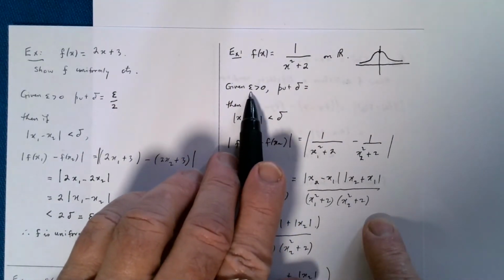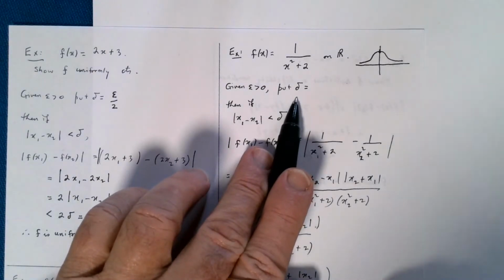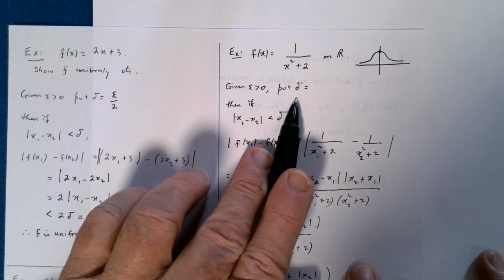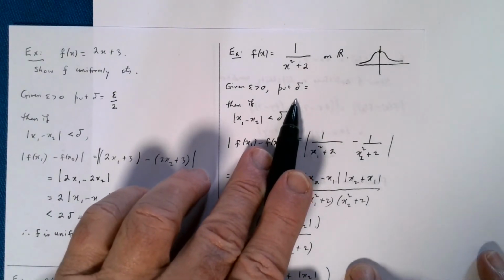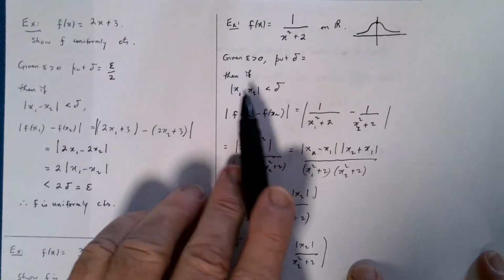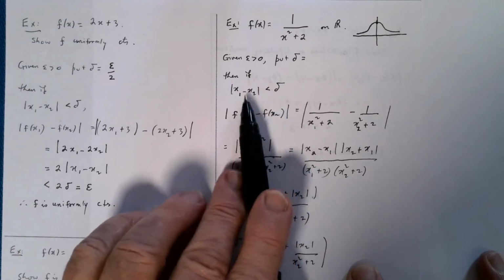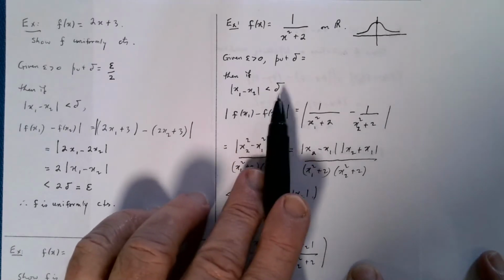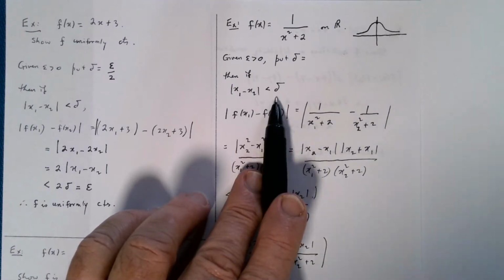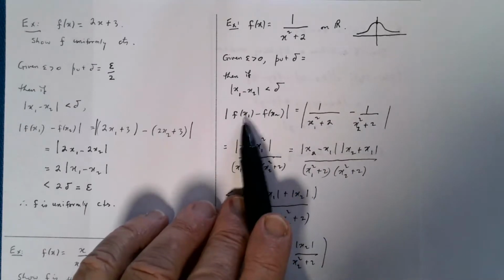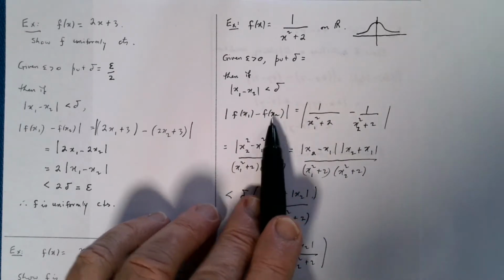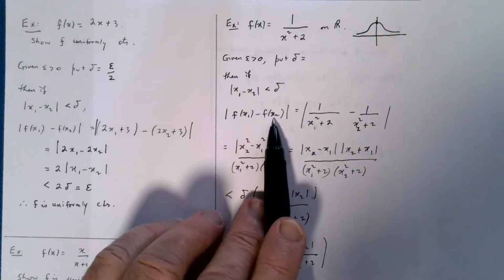We begin. Given epsilon bigger than 0, we put delta equal to, I'm not sure yet, and we're going to have a bit of a long saga to get there. Then if you take x1, x2 with absolute value of x1 minus x2 less than delta, you've got 2 points that are close together, and I've got to cook up a delta to make the absolute value of f of x1 minus f of x2 less than epsilon, and that delta can only depend on epsilon.